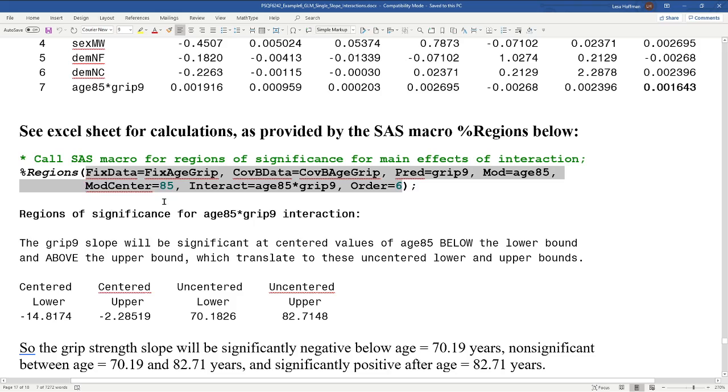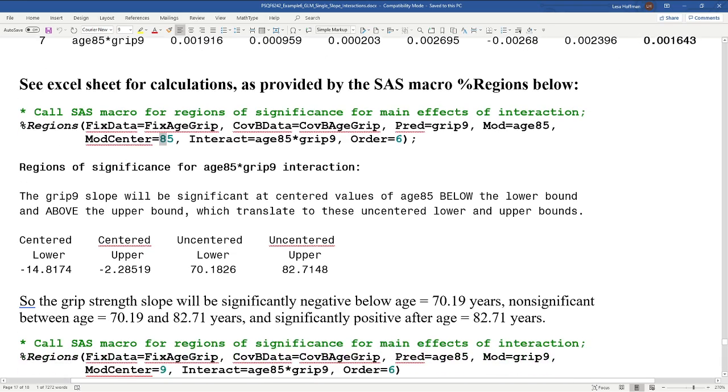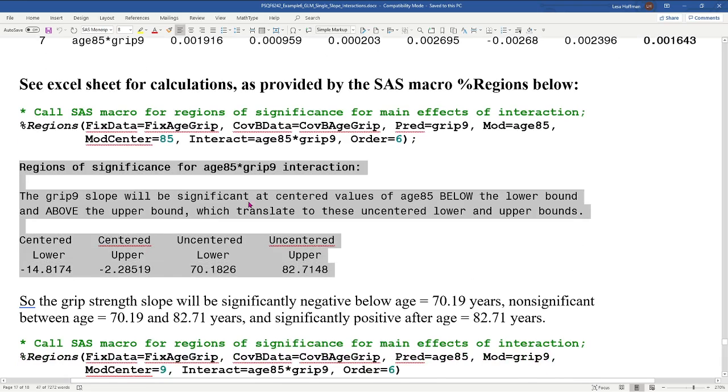So it wants to know the name of the data set that holds the solution for fixed effects. It wants to know the name of the data set that holds this above table. It wants to know the name of your predictor variable, the name of your moderator variable, where the moderator is centered, what the interaction is called, and what order in the fixed effects it is listed. So the definition of each of these is given inside the regions program as part of the downloadable files for this example in SAS. And once you run this little piece of code, it generates this output.